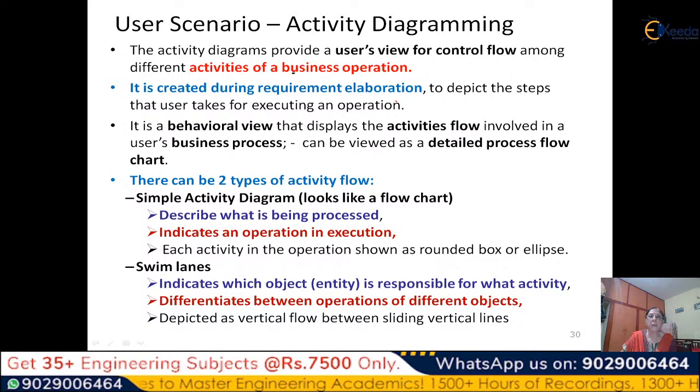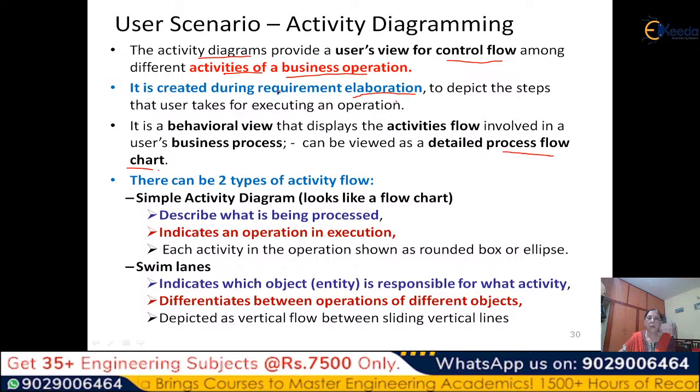If you take a particular business operation and look at what are the activities involved in it, and if you create a control flow of all the activities, then you will get what is known as the activity diagram. That is the meaning of the activity diagram. It's created during requirement elaboration. Sometimes it is also created during inception or the next phase. It's a behavioral view that displays the activity flow. It's also a behavioral view because it is showing the activity flow of the business process. And it is more like a process flow chart.